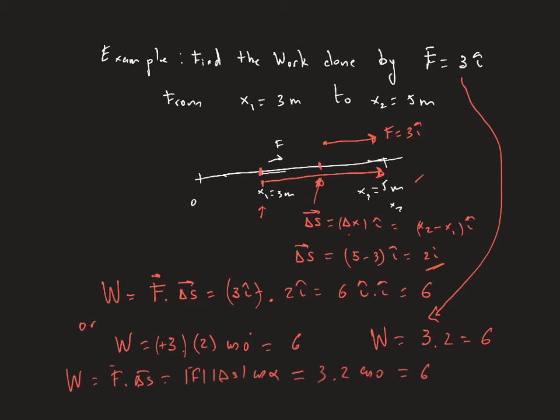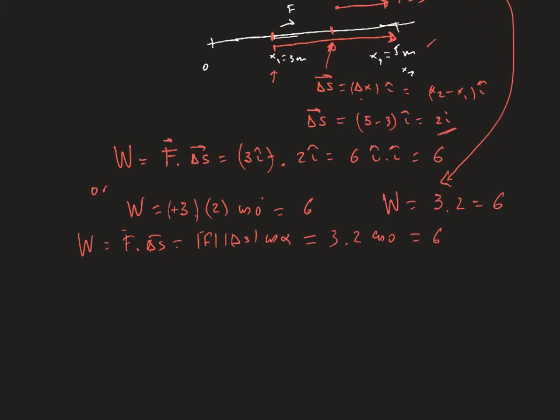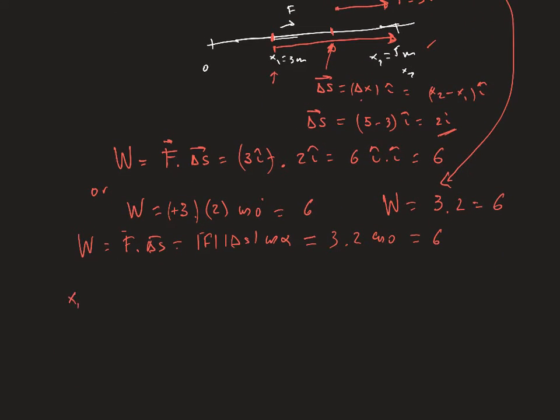So it will be again 6. What will be the calculations? You have to do it. What will be the calculation if the problem were that the force, that x1 equal 3 meters, x2 equal 5 meters, but now the force is minus 3i. The first question, first homework, is calculate the work.